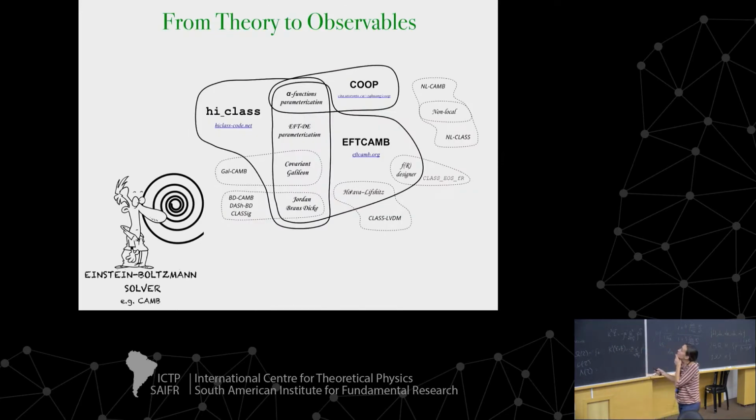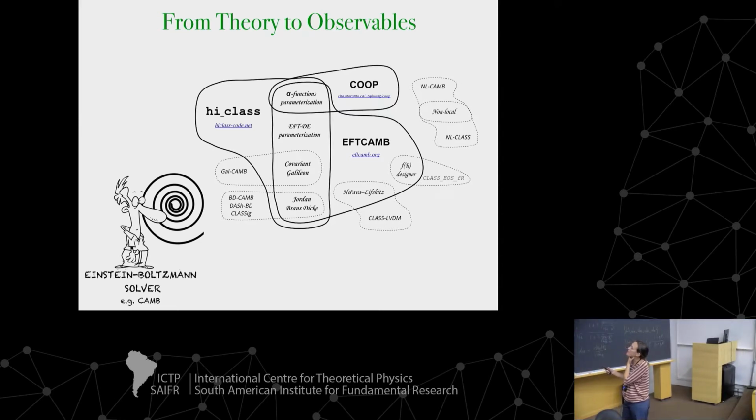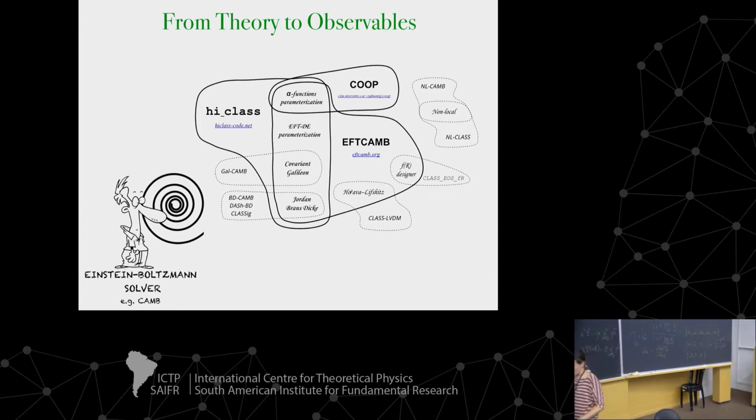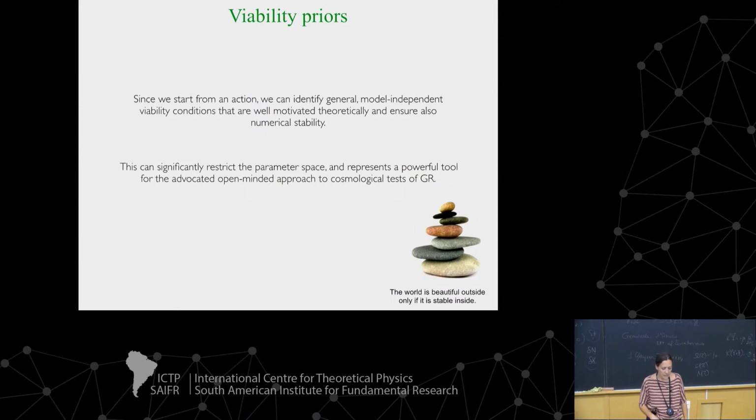I think I have shown this already. So these are the two larger codes, but then there are many others. There's also a good one called COPE, which is quite broad, but there are many others that are model-specific, right? People that like to study f(R) or whatever else have their own code, either in CAMB or CLASS. So we did a lot of comparisons, and we are confident now.